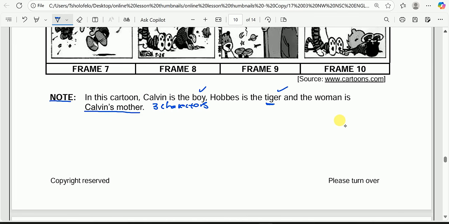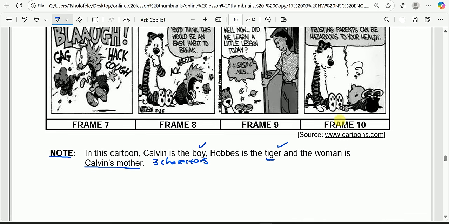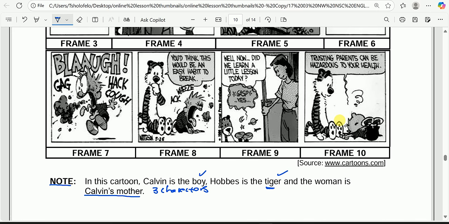Now, in frame 7, this is a very dramatic frame. Look at the mouth is overly wide open. The eyes are wide open. We have the word gag. We've got the word blah. We have the word hug. We have the word cough. He is even holding his chest. His other hand is stretched out. There's sort of a smoke coming out of his mouth to show that he is choking from smoking a cigarette.